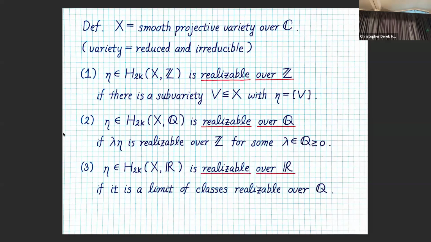And the second layer is about the rational coefficients. We say that the homology class is realizable over Q if some rational multiple lambda of the homology class is realizable over Z, for some non-negative rational number lambda. And lastly, you say the real homology class is realizable over R if it is a limit of classes realizable over Q. So there are 3 definitions here.